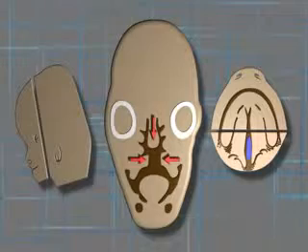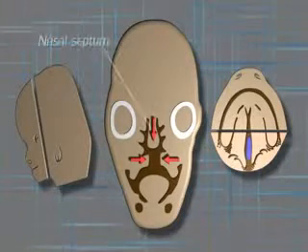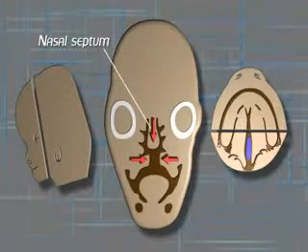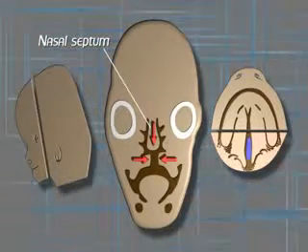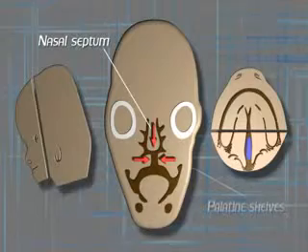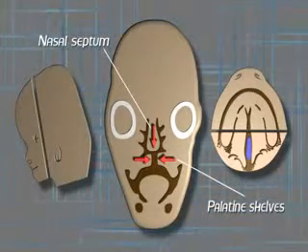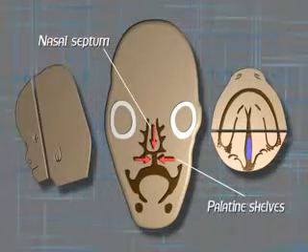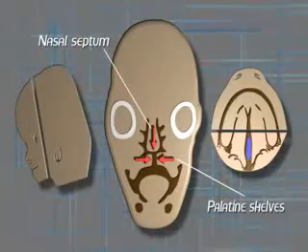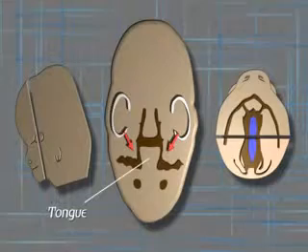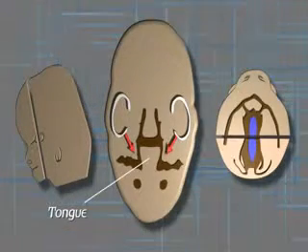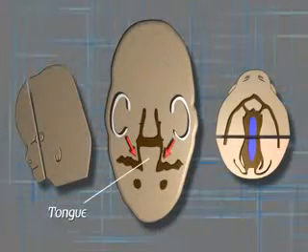3 outgrowths appear in the oral cavity. The nasal septum grows downward from the frontonasal process along the midline, and 2 palatine shelves, one from each side, extend from the maxillary processes towards the midline. At first, the shelves are directed downward on each side of the tongue.